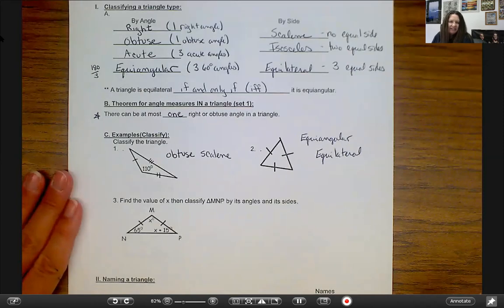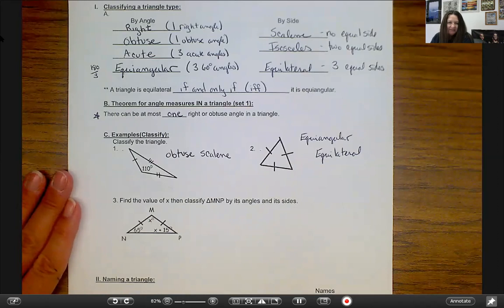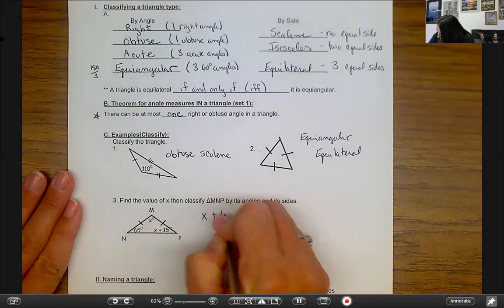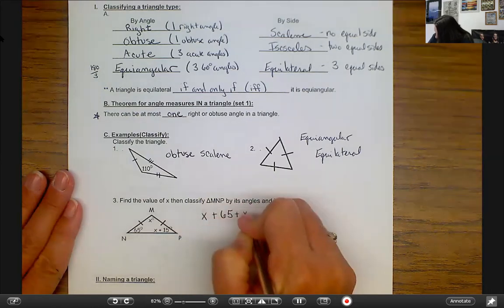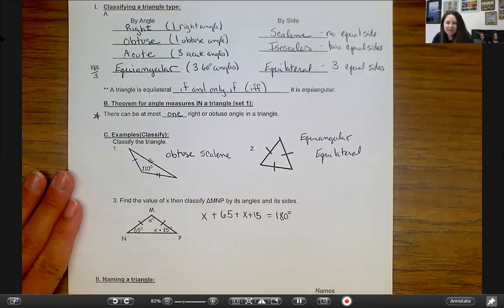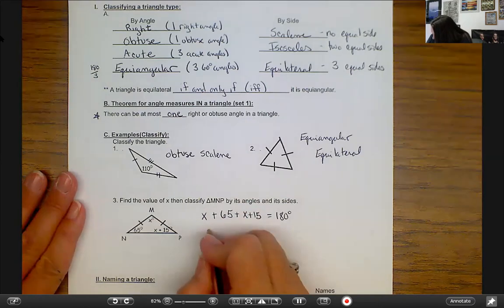All right, in number 3, it says, find the value of x, then classify triangle MNP by its angles and sides. So if I take a look at this, I should recognize in this case that I have 2 equal sides marked on here already. But I also have 3 angles here, so I can just make those equal to 180. So x plus 65 plus x plus 15 has to equal 180 degrees. The triangle equals 180. And I get 2x then.